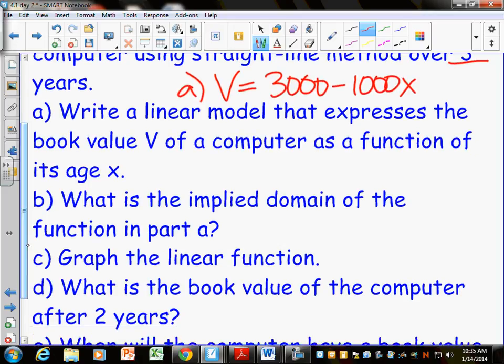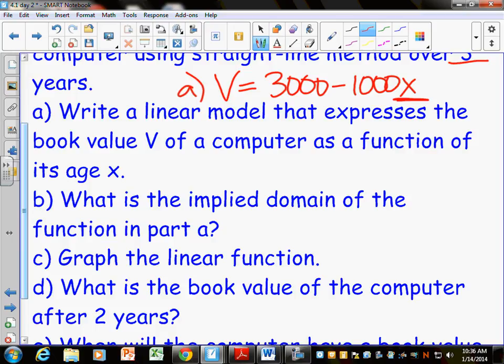Now look at part B. It says, what is the implied domain of this function? Which means, what values can X be if we're talking about up to 3, I agree with you on that. What about 0? Could it be 0? Like, what is it at when I buy it, how much is it worth? It's still worth 3,000. So I think you should include 0 also.